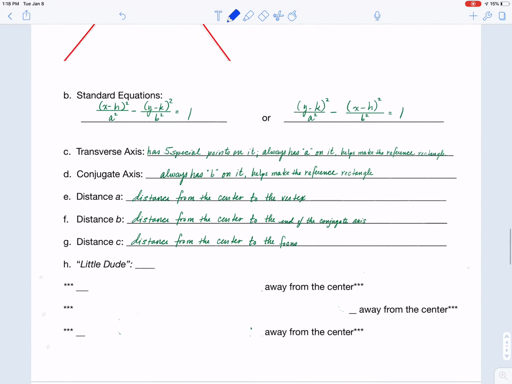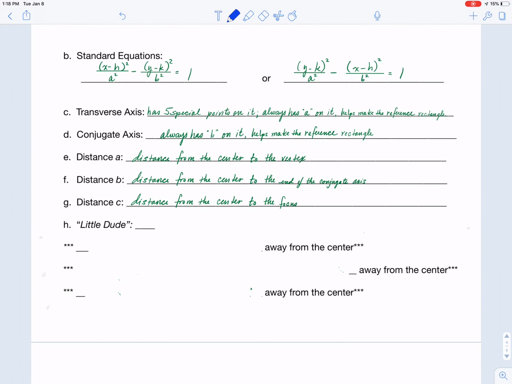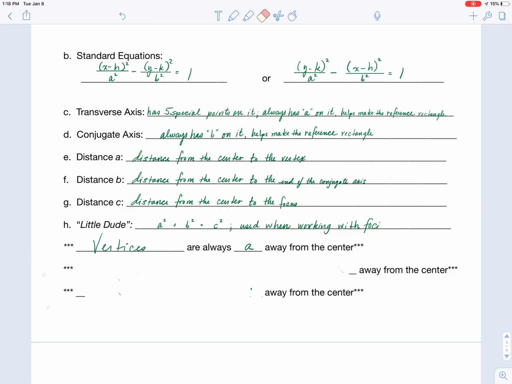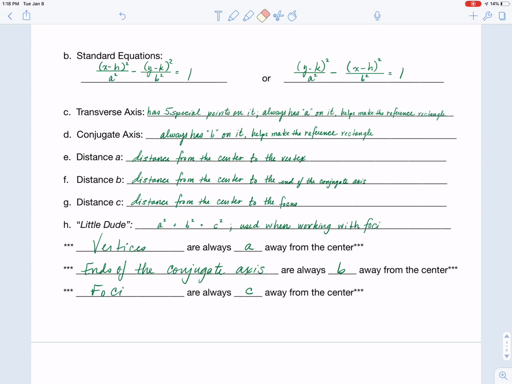All right, continuing on with a couple more things about the hyperbola. Little dude, again, don't use that as an official term. This is just something that I tend to use in class. So little dude in this case is going to be a squared plus b squared equals c squared. You're always going to use this when you are working with the foci. The vertices are always going to be a away from the center. The ends of the conjugate axis are always going to be b away from the center. And the foci are always going to be c away from the center.